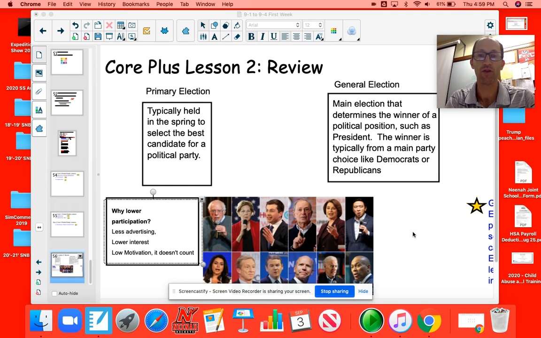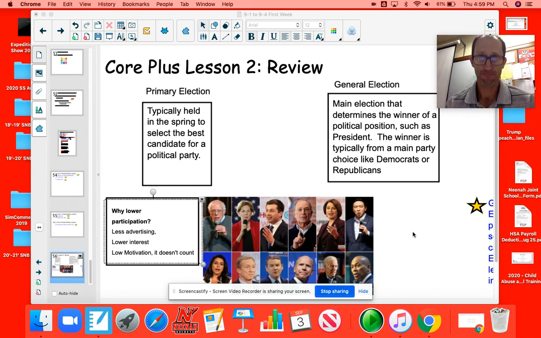I thought I'd do a review of lesson 1, which was how elections work and the difference between primary and general elections. In the spring of 2020, we had a primary election for the Democratic Party candidate. Individuals such as Elizabeth Warren, Amy Klobuchar, Pete Buttigieg, Tulsi Gabbard, Joe Biden, and Bernie Sanders all ran to become the Democratic nominee in this year's 2020 presidential election.